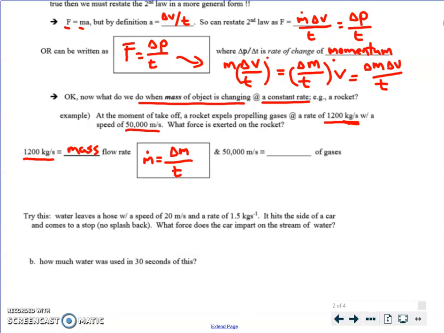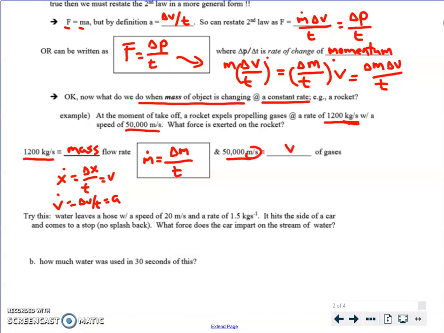Where, if you will, x dot would be, by definition, delta x over t, and that's velocity. v dot is by definition delta v over t, which is acceleration. So the dot indicates the rate with respect to time. And of course the 50,000 meters per second tells us that's the velocity of the gases.